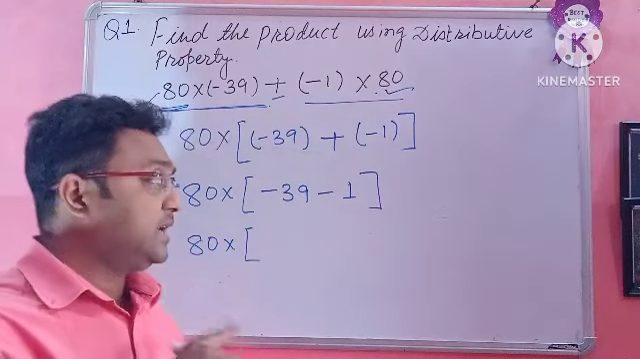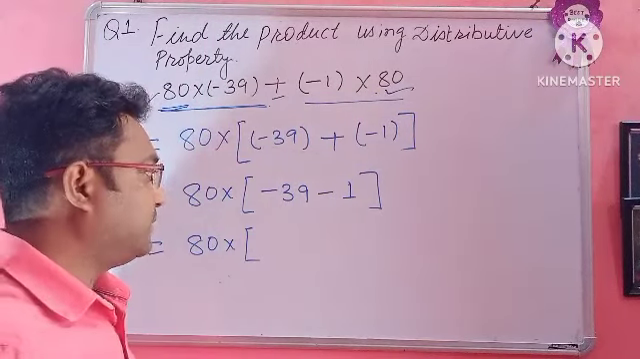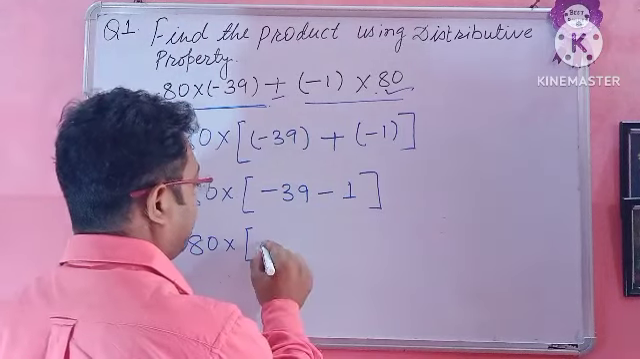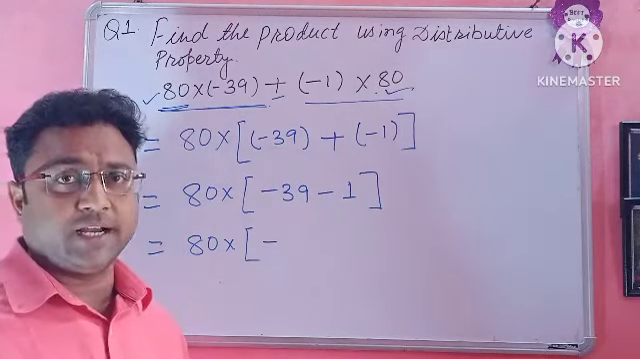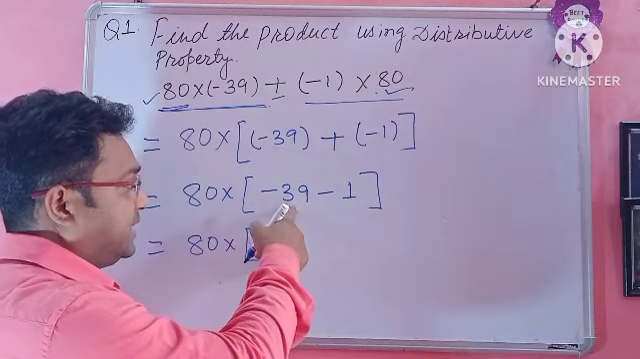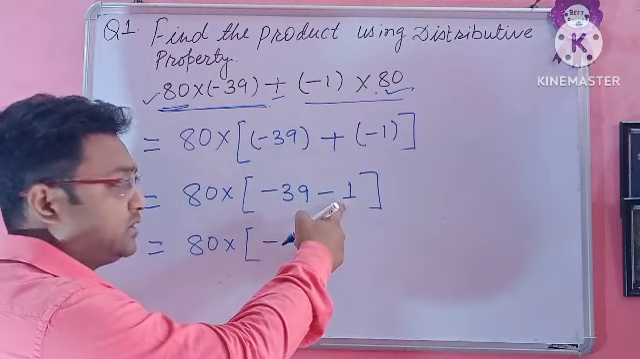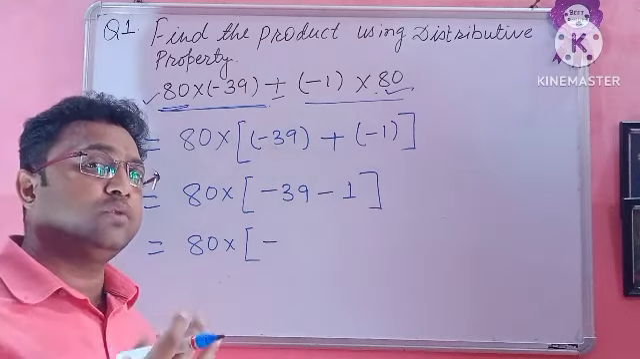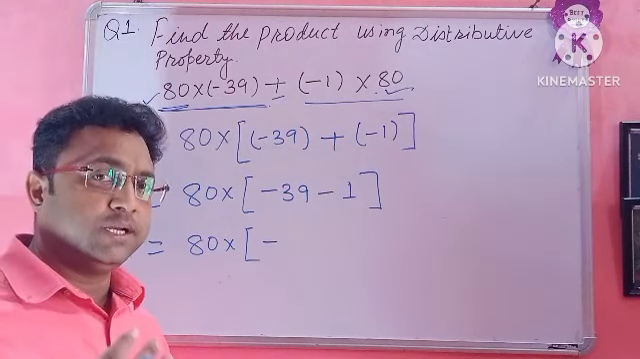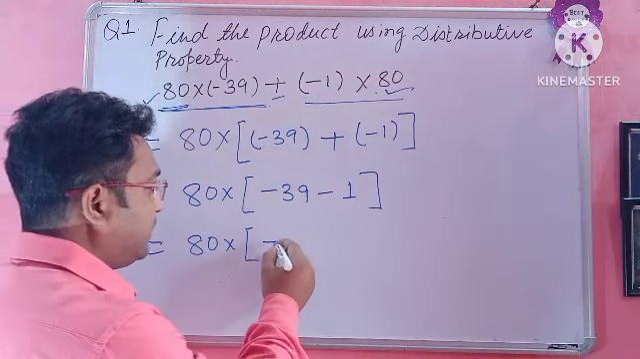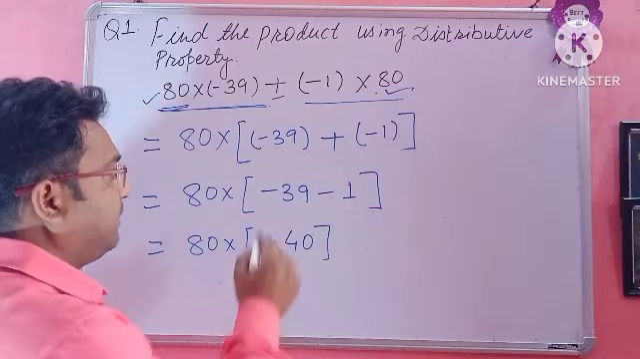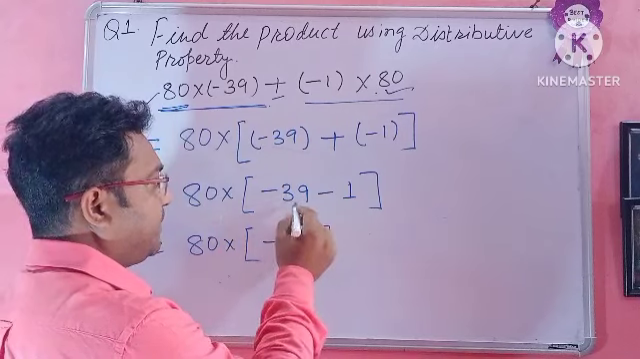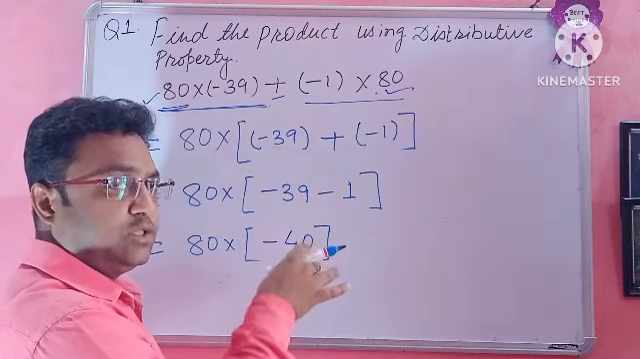Minus minus is plus, but here we will put a minus sign, because although we are adding these two integers, both integers are negative. This is minus 39 and this is minus 1, so both the integers are negative. If we want to know the total, it will be a negative integer, so we will put minus 40. We are adding both negative integers.